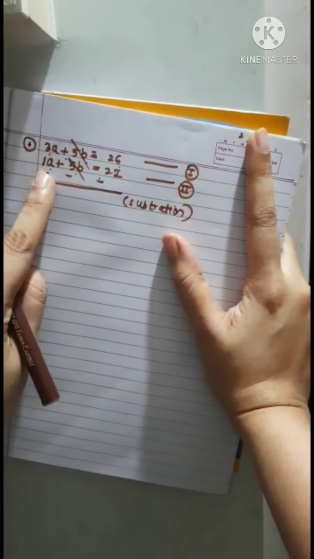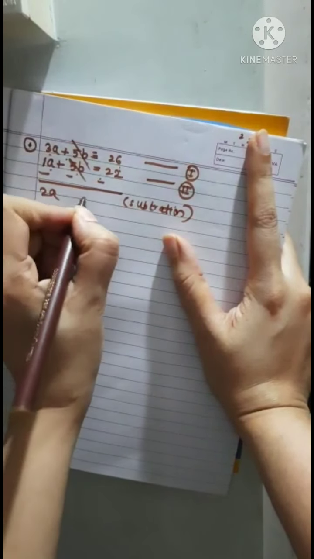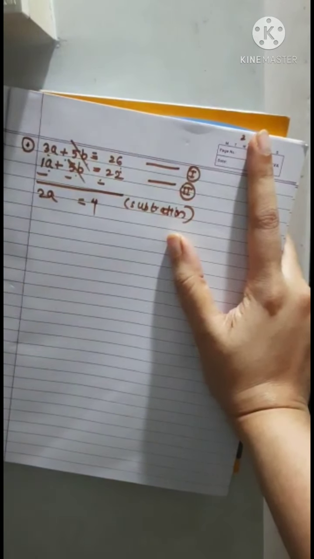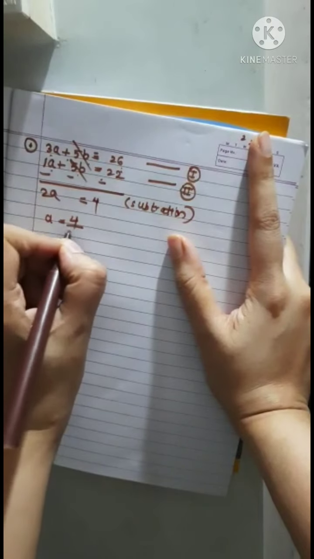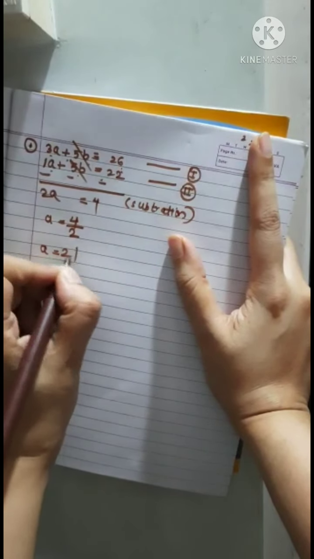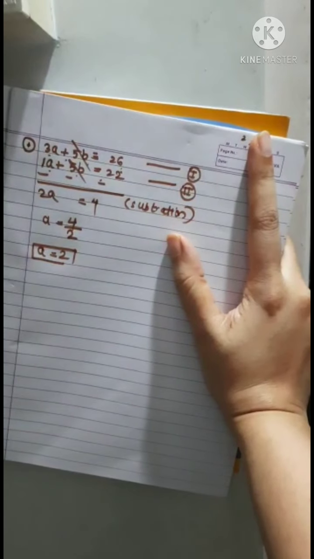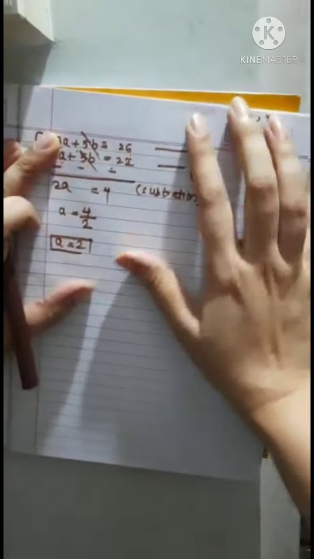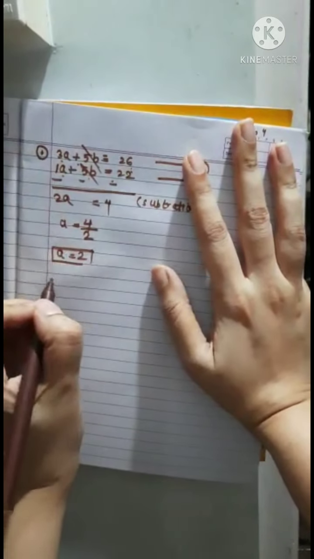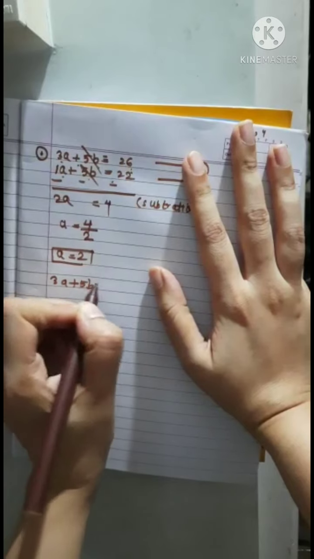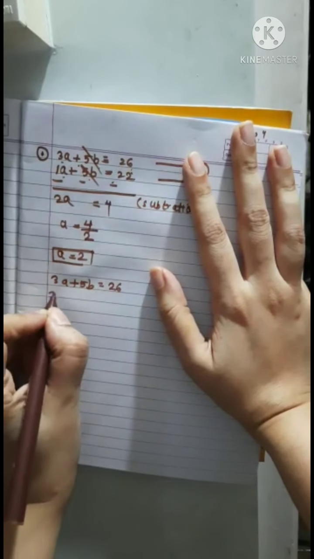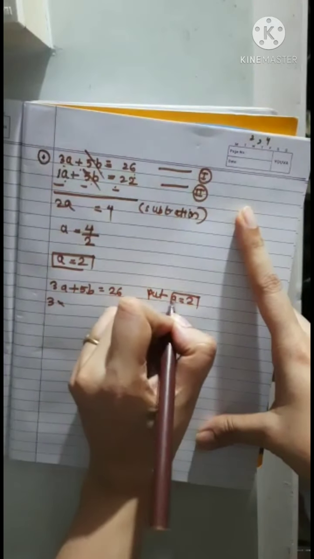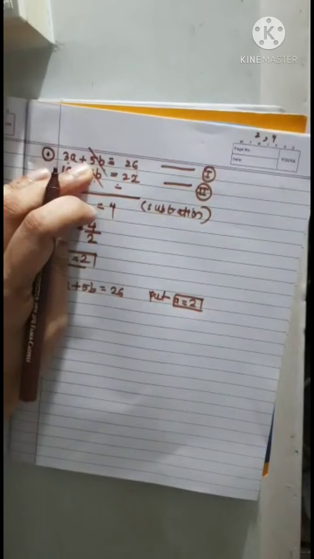Now nothing means there is 1. 3 minus 1, that is 2a, equals 26 minus 22, that is 4. What is your a? 4 divided by 2, that is 2. Right? a equals 2. So I got the value a equals 2. Now what to do? Substitute. 3a plus 5b equals 26. Substitute here. I'm writing here, put a equals 2.